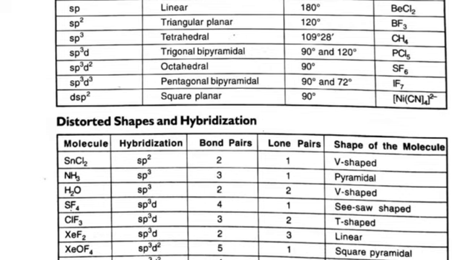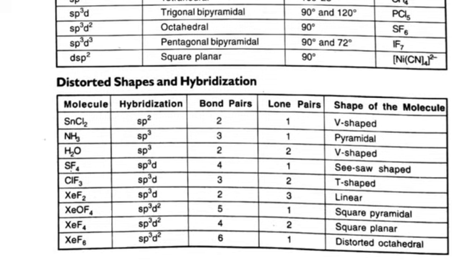If I talk about the distorted shapes, you can see this table of distorted shapes. Tin chloride, sp2 hybridization, bond pair 2, lone pair 1, V shape. Ammonia, sp3 hybridization, bond pair 3, lone pair 1, pyramidal shape. Water, sp3 hybridization, 2 bond pairs, 2 lone pairs, V shape. Sulfur tetrafluoride, sp3 hybridization, 4 bond pairs, 1 lone pair, seesaw shape.